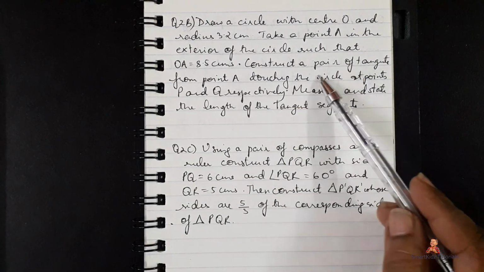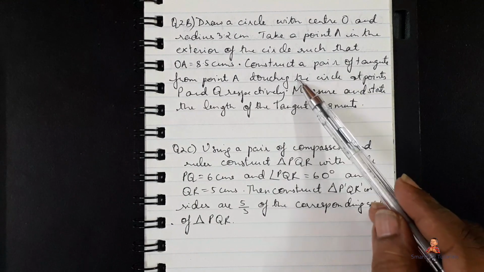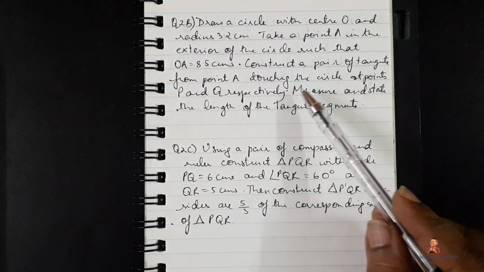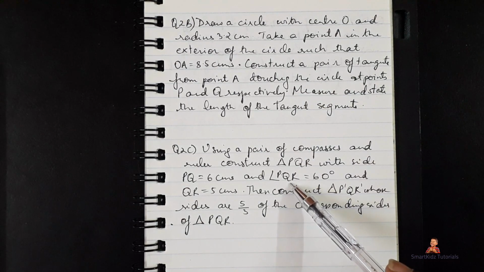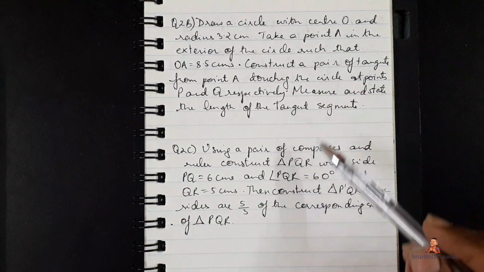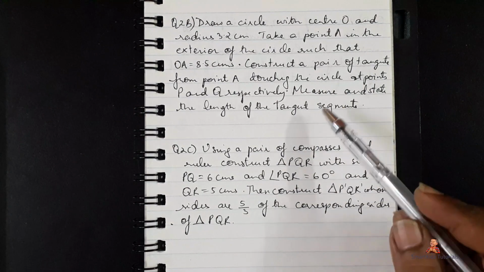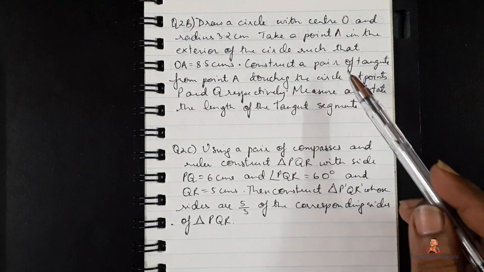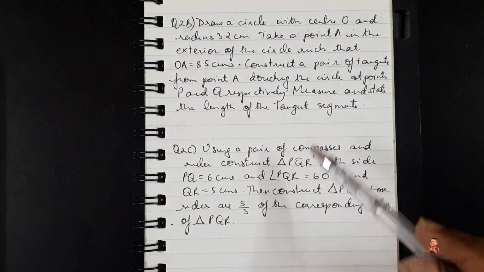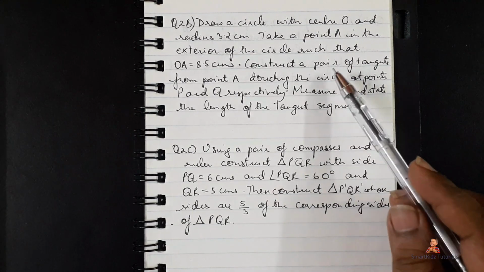In this paper, we have two constructions. One is to draw circles where we need to draw tangents and measure their lengths, and the other one where we draw similar triangles. And both are compulsory, that means there's no choice between them, and each one is for 3 marks. So this is 3 marks and this is also 3 marks, and we'll draw each one of them.